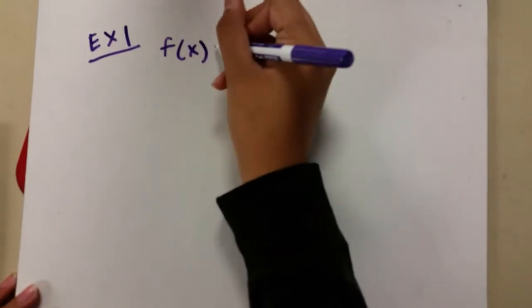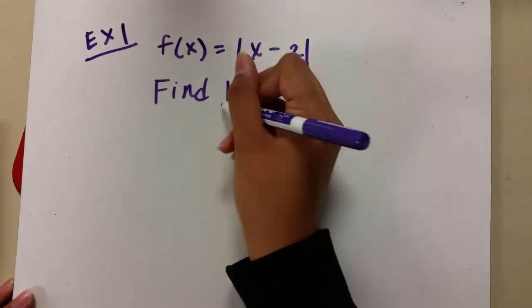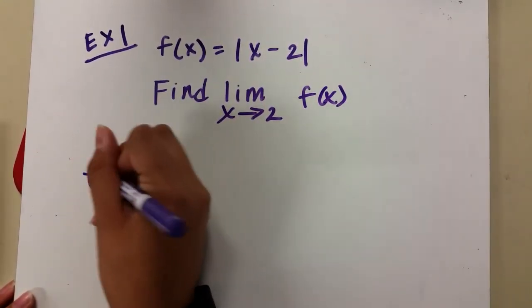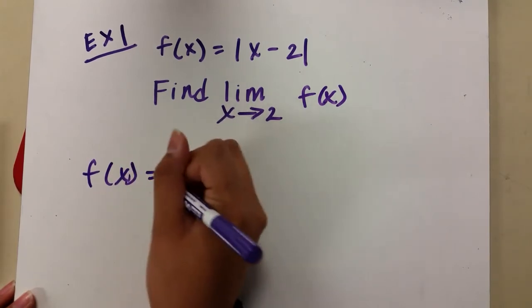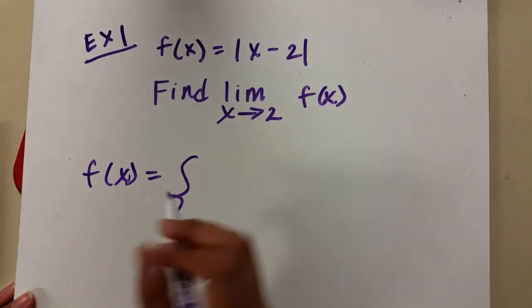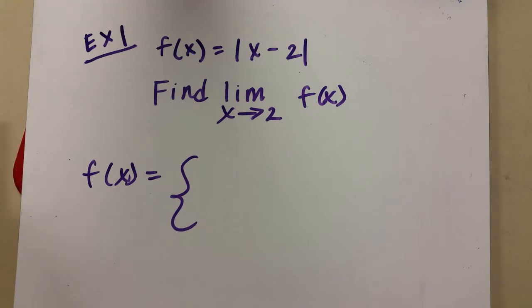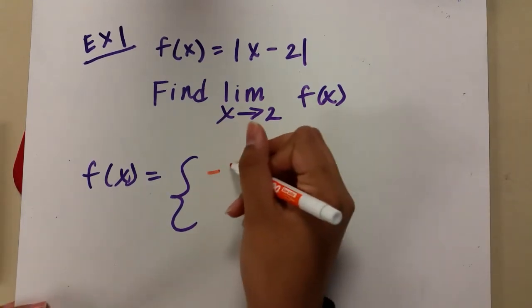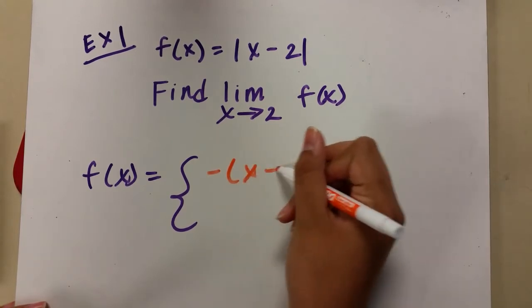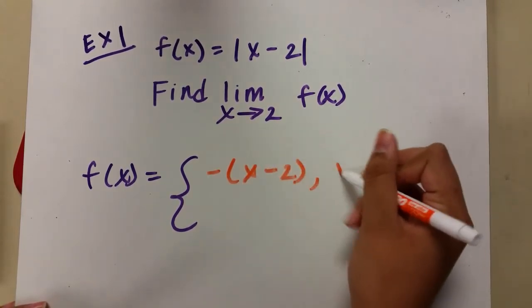For the first example, you need to negate the absolute value of x minus 2. You then separate the function so you get two equations, negative x minus 2 and x minus 2. The reason why you split the absolute value function into a piecewise function is to see the left and right hand behavior of the function. You need to do this to prove if the limit exists or not.